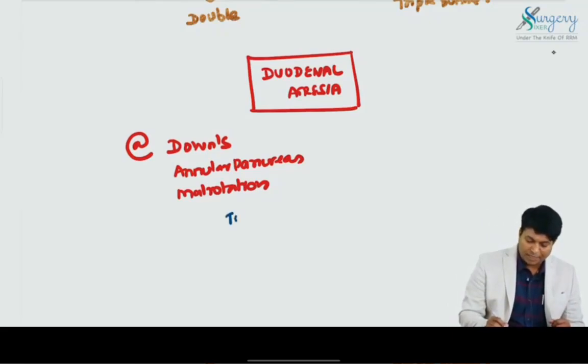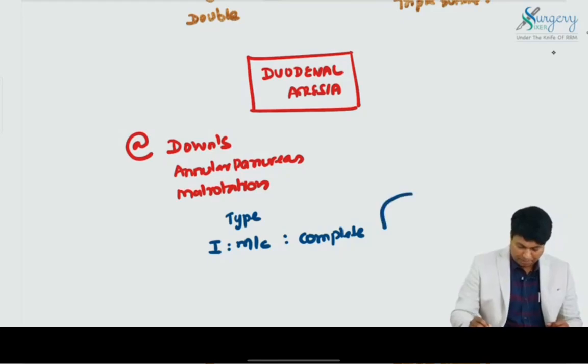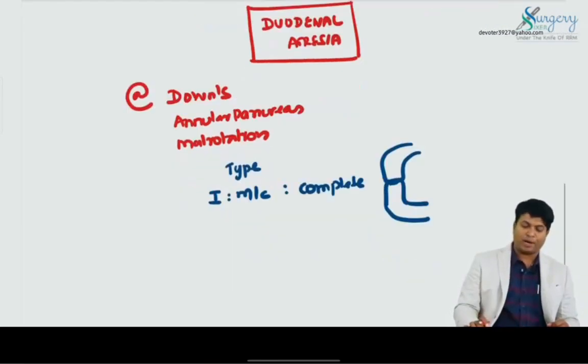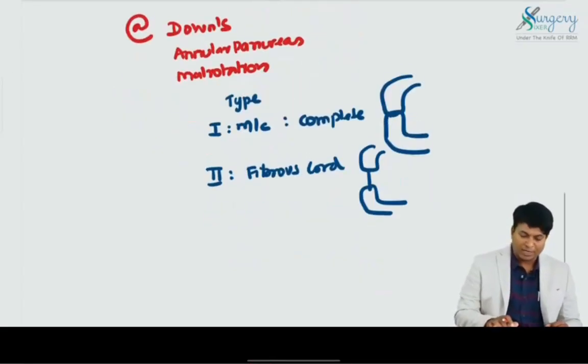It is of the following types. The types of duodenal atresia. Type 1 is the most common type, that is complete atresia. Please remember, complete atresia like this. The bowel is completely atretic like this. This is type 1. In type 2, there is a fibrous cord separating between this end and this end. There is a fibrous cord separating the two ends.